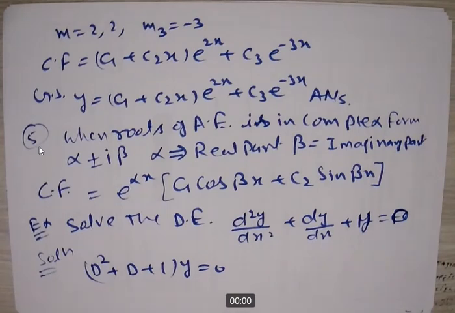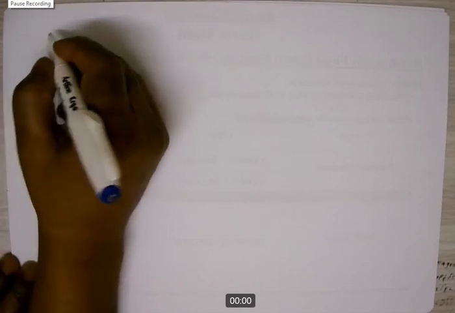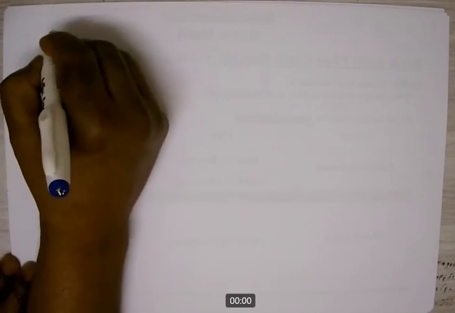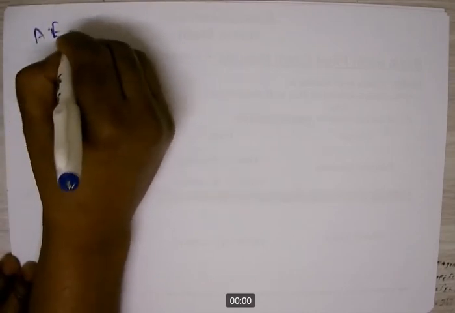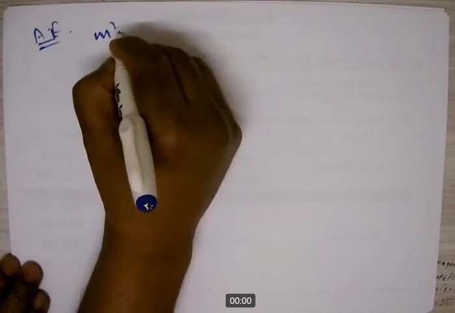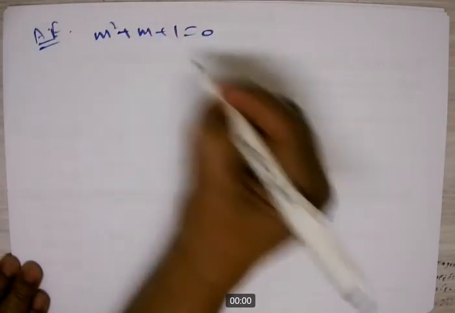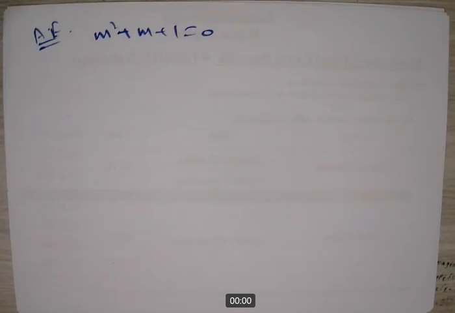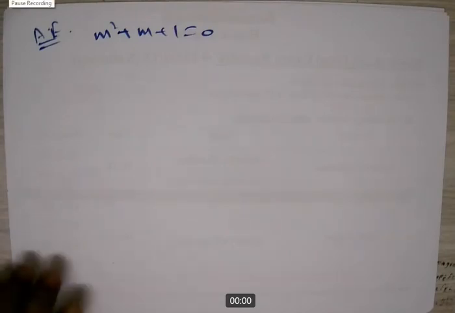See that one, if you want to solve this differential equation, the general solution is nothing but only the complementary function. How can we write the complementary function? We write the auxiliary equation as m square plus m plus 1 equal to 0. Now there are two options.